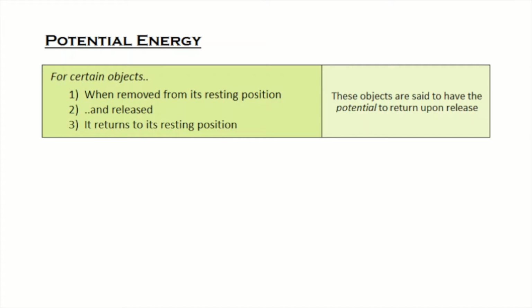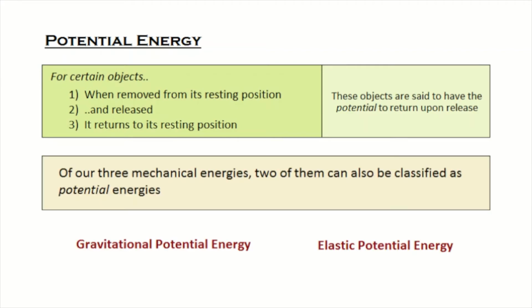Next, we need to talk about the term potential energy. This is only applied to certain objects. Imagine we're looking at an object that is at rest. We grab the object and pull it away from where it's resting, and when we release it, these objects go back to where they were resting on their own. So these objects are said to have the potential to return upon releasing them. Of our three mechanical energies, two of them can be classified as potential energies. Gravitational works that way, also elastic.